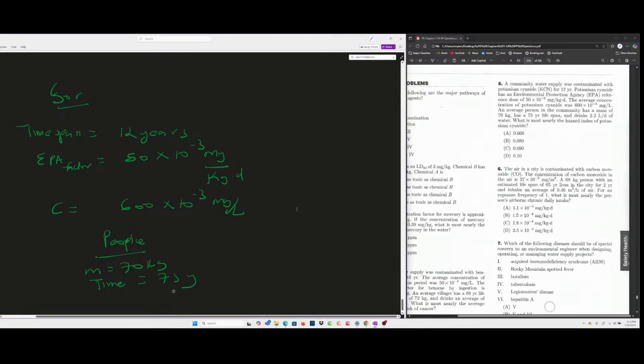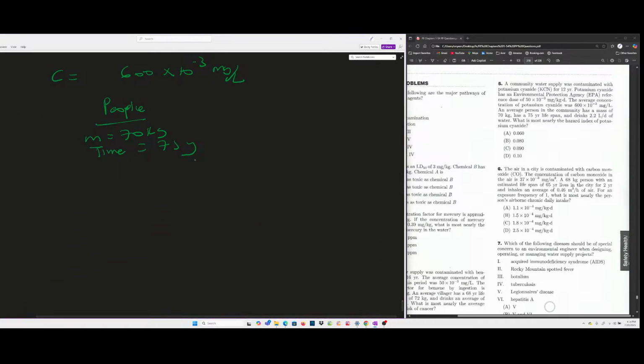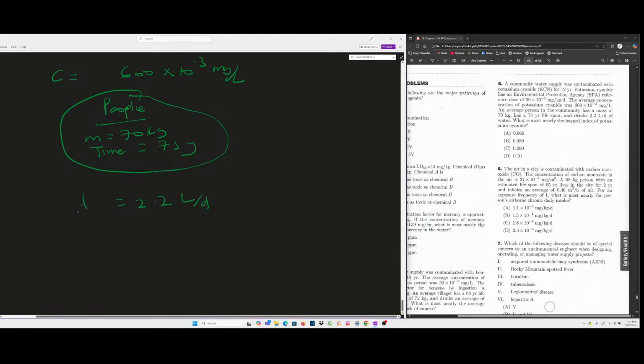And then I give us, oh, these people, they drink an average. So this is the information of the people. This is what we're going to divide everything from when we're finding the CDI. And you see they drink an average of 2.2 liters per day. So they say, okay, this is what they drink. And I said, okay, what is the hazard risk or hazard index?